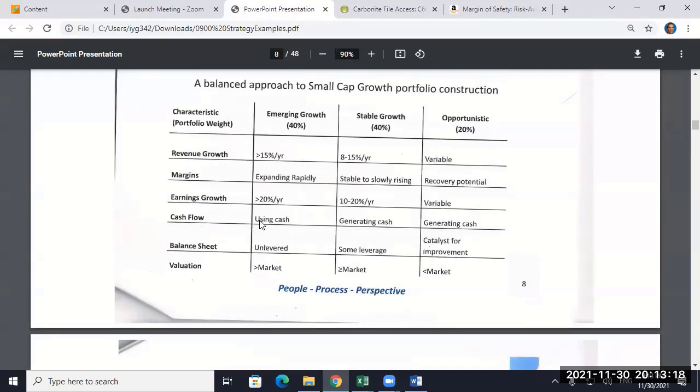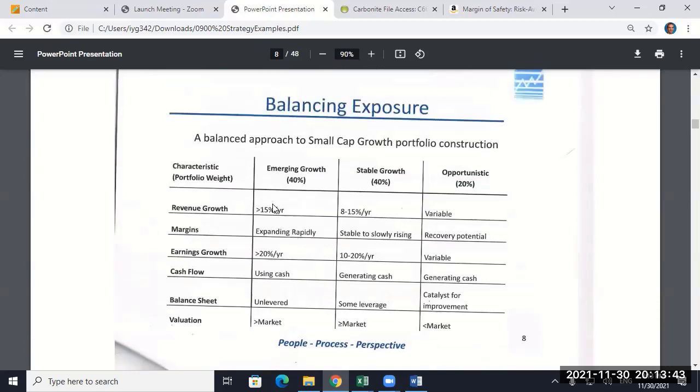Cash flow. Using cash, generating cash. So why do they want using cash? Because these are firms that are growing so fast, they're just eating up their cash. Balance sheet. Unlevered, some leverage. They don't want firms that are growing fast overusing debt because it's a hindrance. Valuation. I don't know what they mean here, so no telling what they mean there.